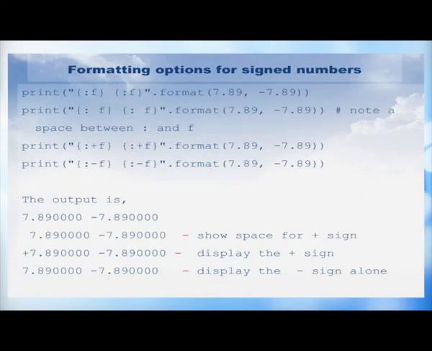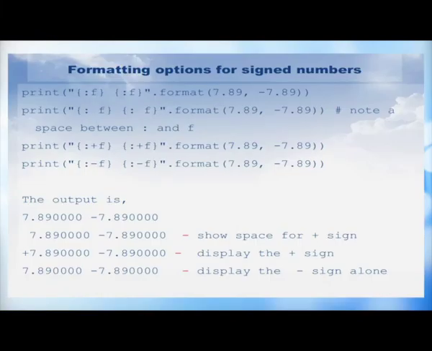Next, we are going to look into how to format numbers with sign, that is positive and negative numbers. Try the example on the screen. This slide shows the formatting options we have for signed numbers. If you simply use colon F, it gets printed as 7.89 with 4 zeros, because as I told you, 6 digits will be displayed after the decimal point.